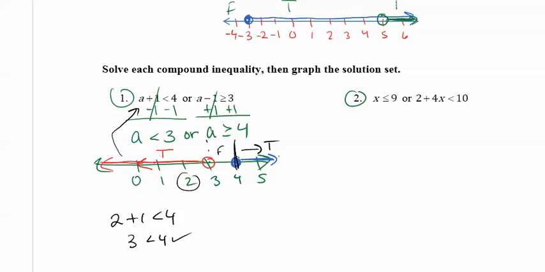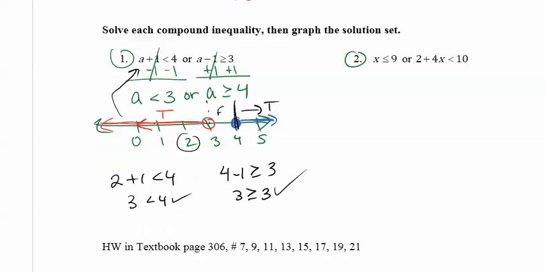And then I'm going to pick a solution in this region. Well, I should probably pick 4, because 4 is included, just to make sure that I circle that right. So 4 minus 1 is greater than or equal to 3. And that is 3 is greater than or equal to 3. Well, that's true, because greater than or equal to means that it could be equal, and 3 is obviously equal to 3. So that checks out.